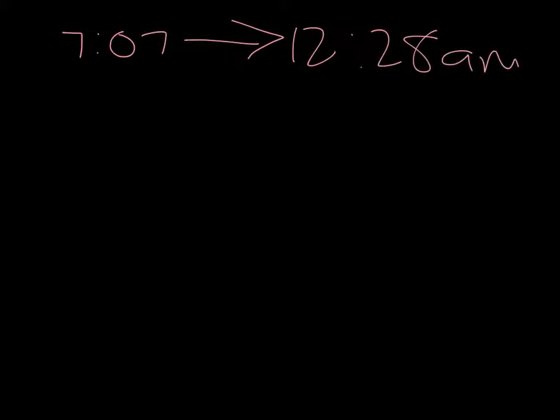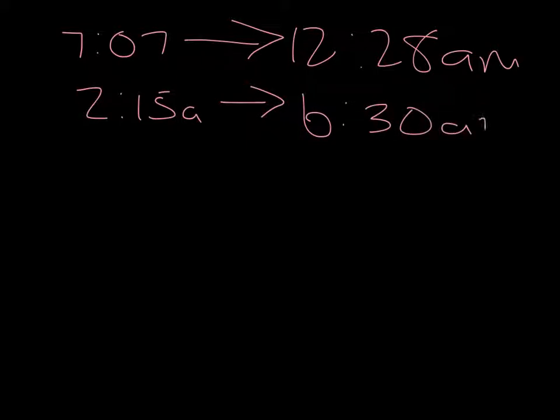Now, then this particular teacher got home at 2:15 a.m. and had to get up at 6:30 a.m. So we need to figure that out. Anytime we have a time duration problem, the best way to start that is with a timeline.